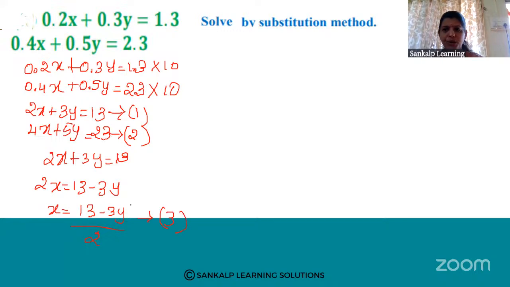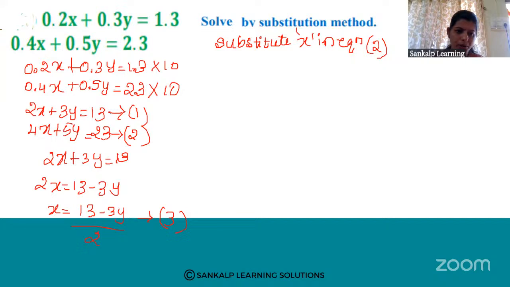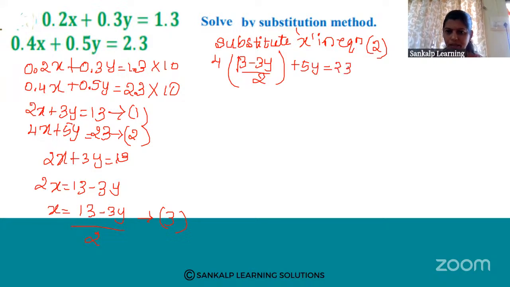Here I got the x value. So, substitute the x value in equation number 2. Right? In equation number 2. What will I get? Equation number 2 is 4 into the x value, which is 13 minus 3y divided by 2, plus 5y is equal to 23.